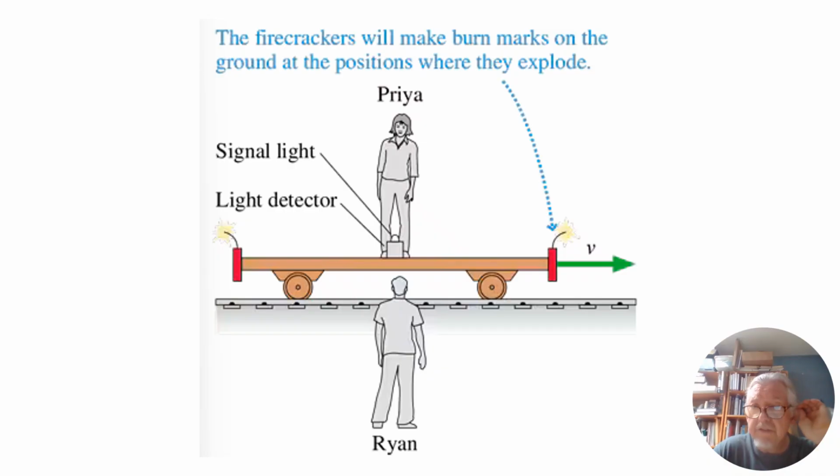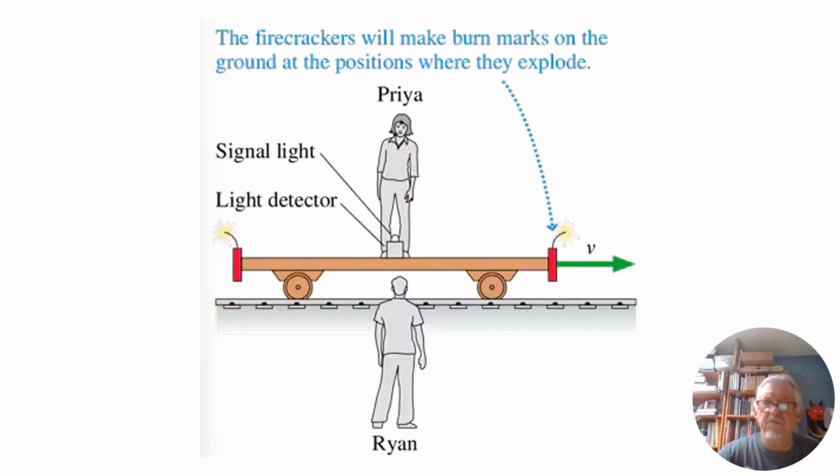There is a railroad car that's traveling, from the perspective of Ryan, an observer fixed to the ground, to the right. Priya, his colleague, is standing exactly in the middle of the railroad car. So this was determined before there was any motion. That is the setup, right? Priya is standing right in the middle. There's a box right in the middle.